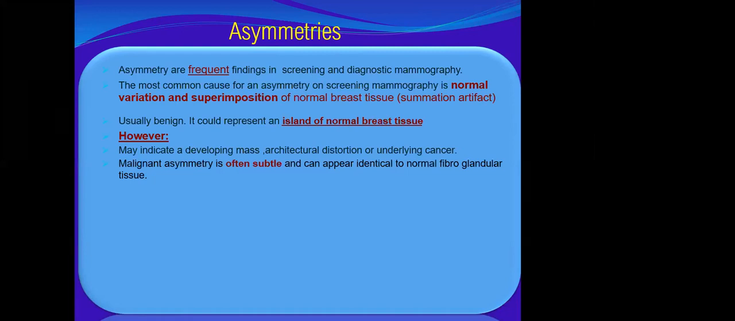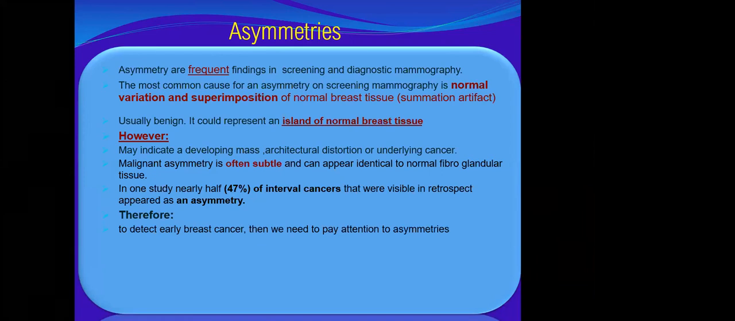Malignant asymmetry is often subtle and can appear identical to normal fibroglandular tissue. And in one study, they found that interval cancers that were visible in retrospect appeared as asymmetry in about half of the cases.